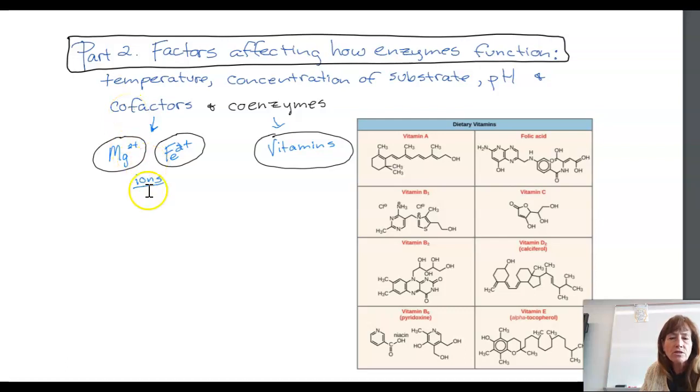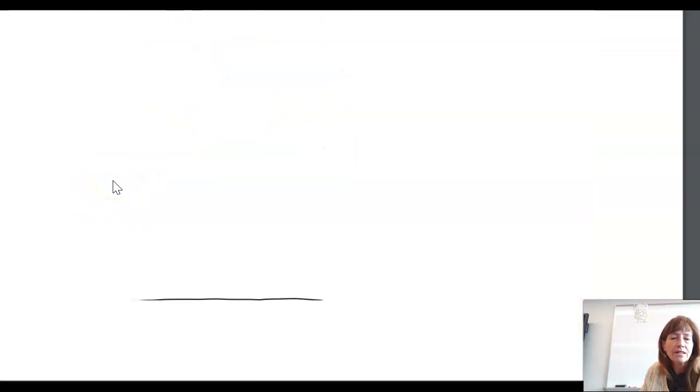So these are what you'd say are the minerals, right? These are the elements or the ions that we can find on the periodic table, magnesium and iron. And these types of elements sometimes are necessary for an enzyme to function. Okay, so they're not part of the protein, but they become part of that enzyme. All right, so good enough.